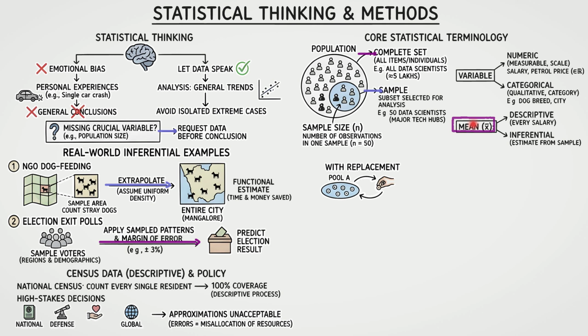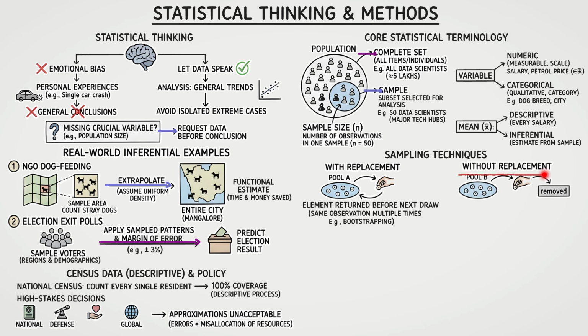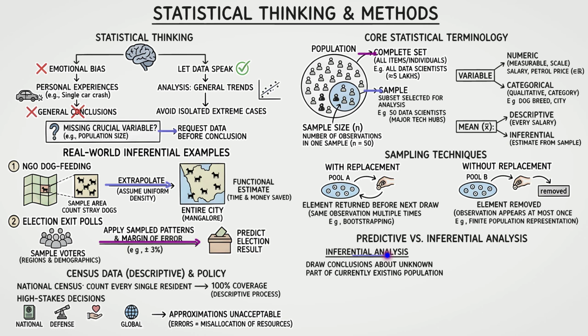When picking that sample, we use two main sampling techniques. In sampling with replacement, an element is drawn and then returned before the next draw, meaning the same observation can appear multiple times, like in bootstrapping. In sampling without replacement, once drawn, the element is removed, ensuring each observation appears at most once, which better represents a finite population.